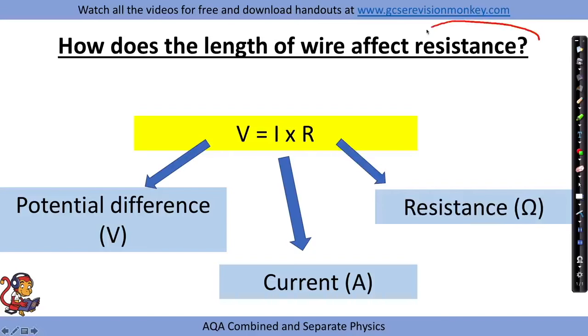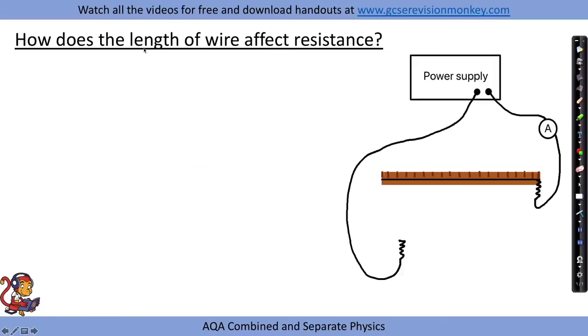And because we want to calculate resistance, later on we'll use the rearranged version of this equation, so we've got resistance equals V divided by I. So in this practical, we need to change the length of the wire. That's going to be our independent variable, and we are going to measure resistance, which will be our dependent variable. So the first thing we do is set the power applied to a specific voltage, for example 6 volts.